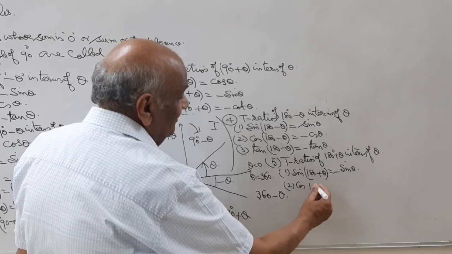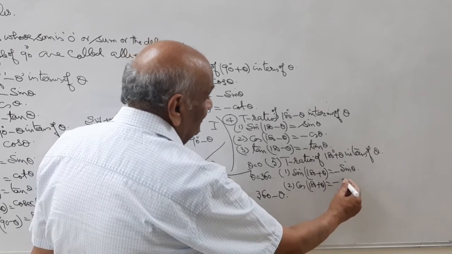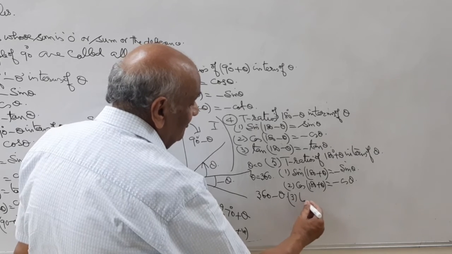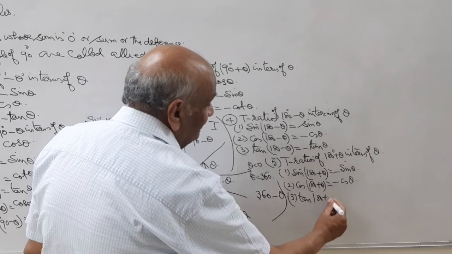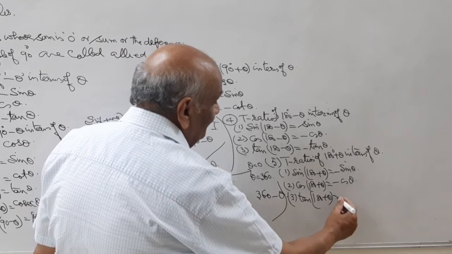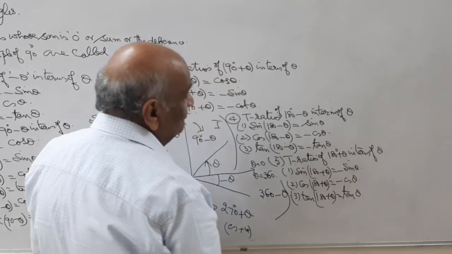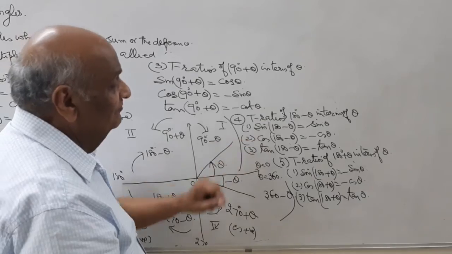Cos 180 plus theta is again minus cos theta, but when you say tangent of 180 plus theta, this will be positive, it is tan theta. So these are the T ratios of 180 plus theta in terms of theta.